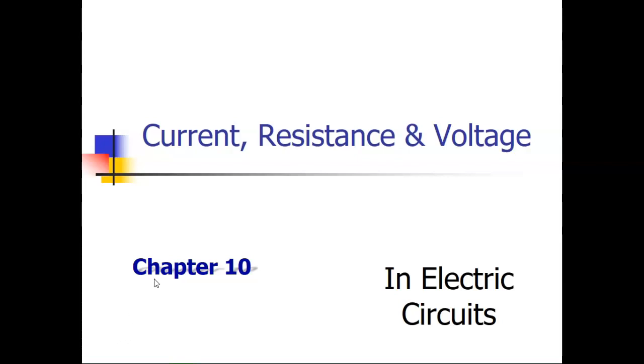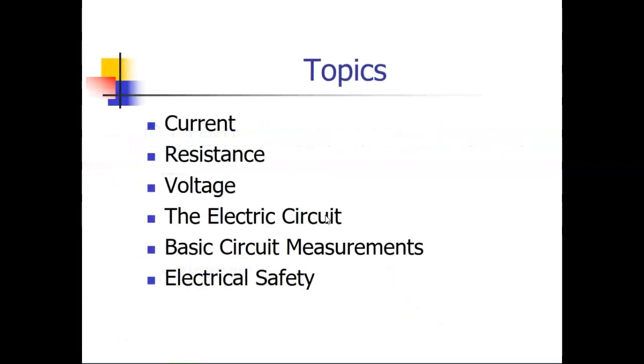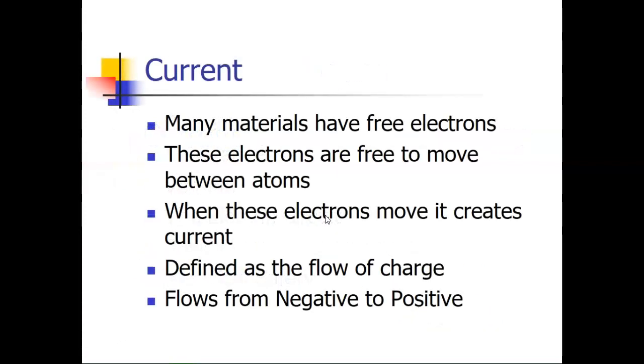All right, so we're going to skip ahead a little bit and talk about the big three things that are in every electrical circuit. And that is current, resistance, and voltage. So current is, most material has free electrons. And they are free to move between atoms. And when electrons move, this creates current.